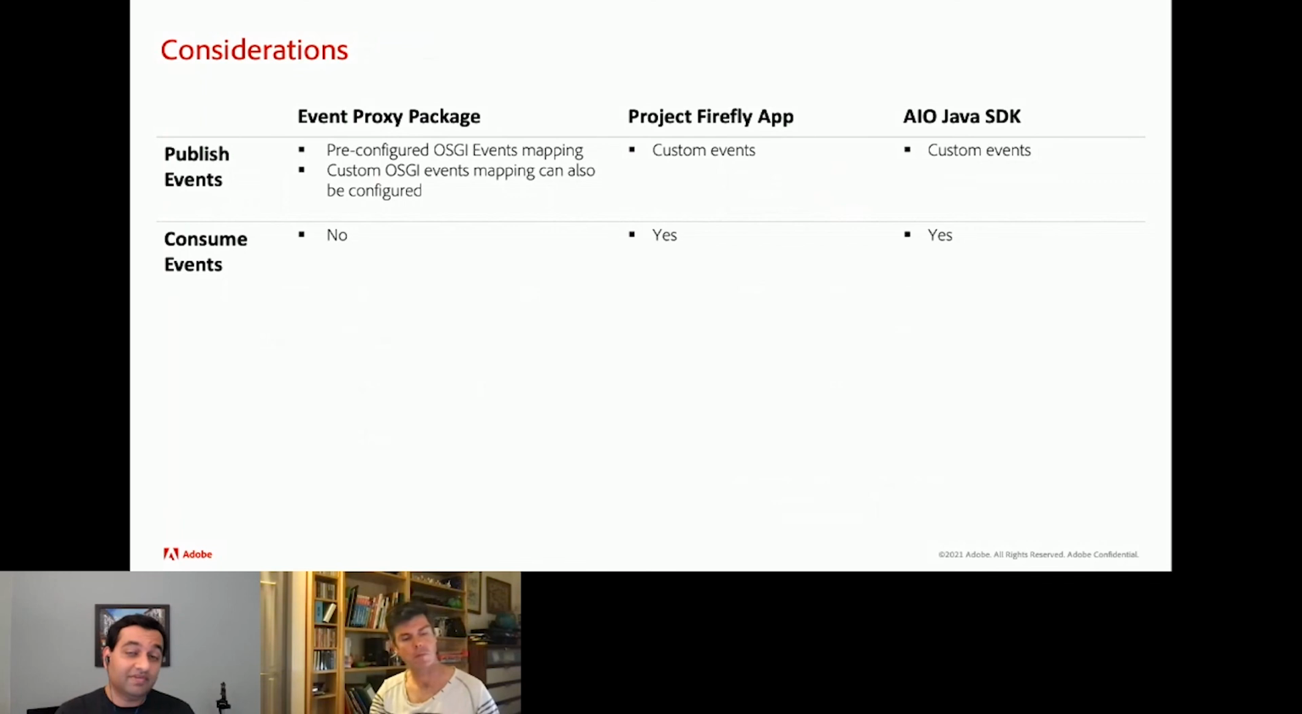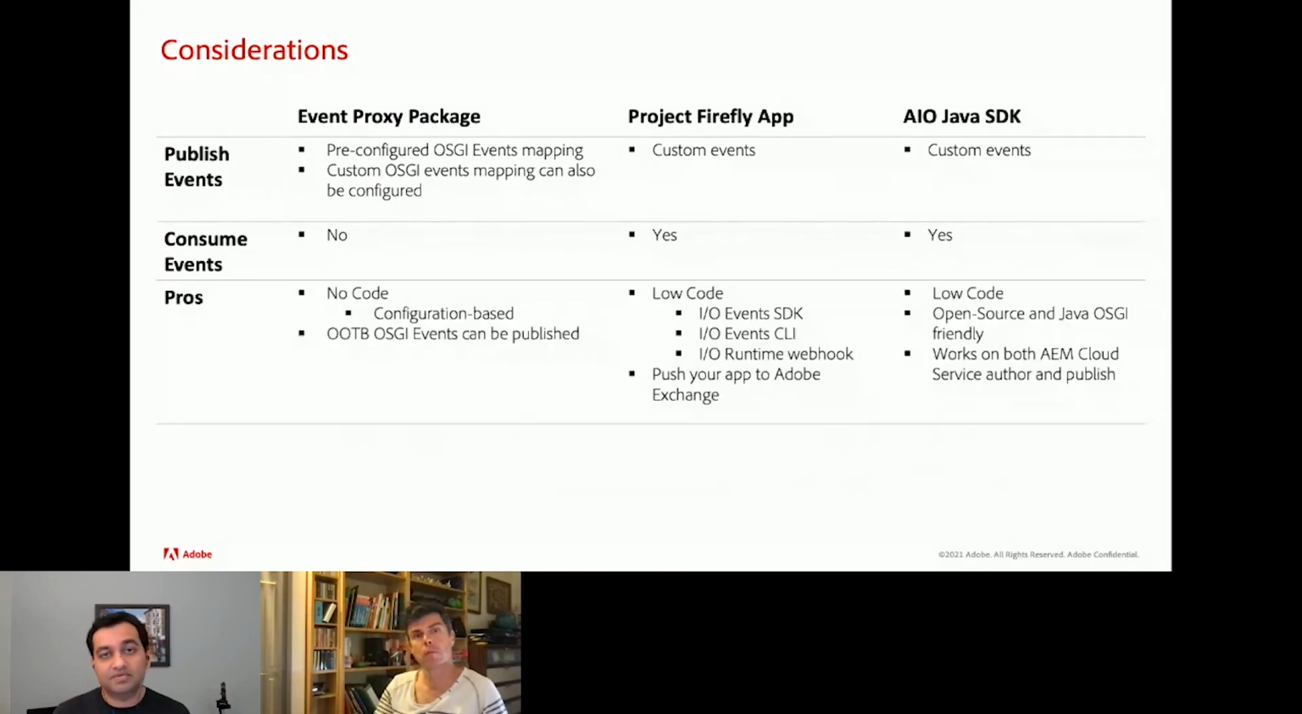Some of the pros of the event proxy package: obviously it's no code, so it's configuration based, easy to just install and get started. And out of the box, OSGI events from AEM can be published. Regarding the Firefly app, the pros are it's low code. You saw Francois already use the CLI. The SDK is available, as well as sample webhooks and a lot of sample code. And you can push your app to Adobe Exchange here. With the Java SDK, the pros are that it's low code, it's open source, OSGI friendly, and it can work on both AEM Cloud Service Author and Publish.